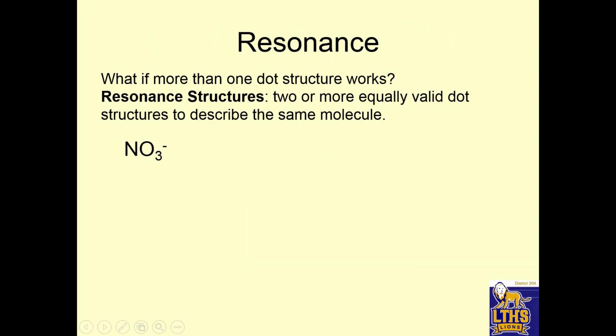Okay. Resonance, what does it mean? Well, let's write the dot structure for this. We need 5, we need 6, 6, 6. That's 18, and 5 is 23. But then this negative means plus 1. So 24 valence electrons for us.